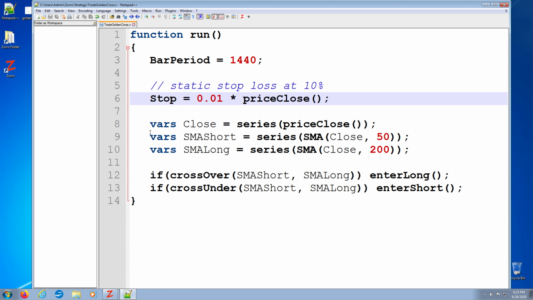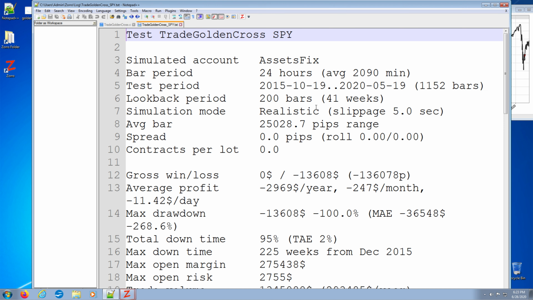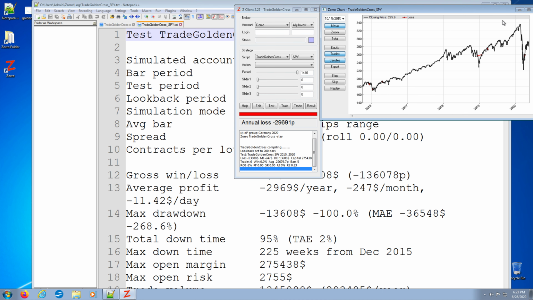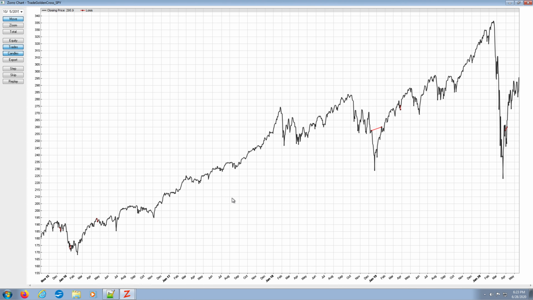So I'm gonna run this now. Let me close these here. So I'm gonna run this now, and let's see what happens. Oh, we lost money again. How cool is that? So let's look at the trades first. Okay, let's look at the trades first. We have a few trades, and none of them is winning.